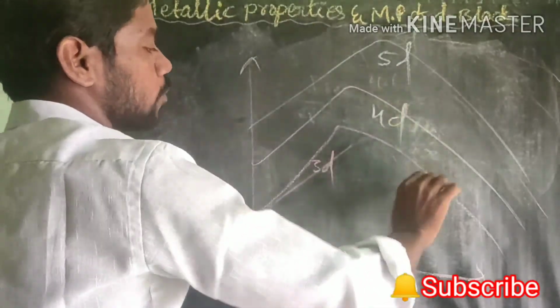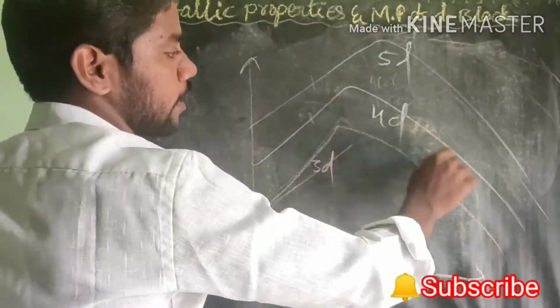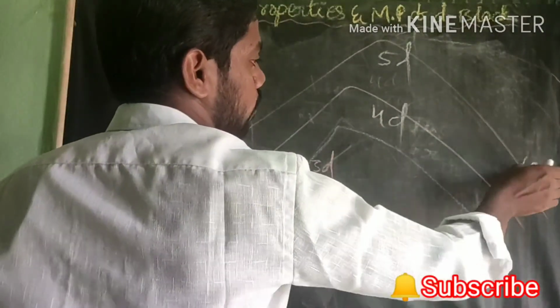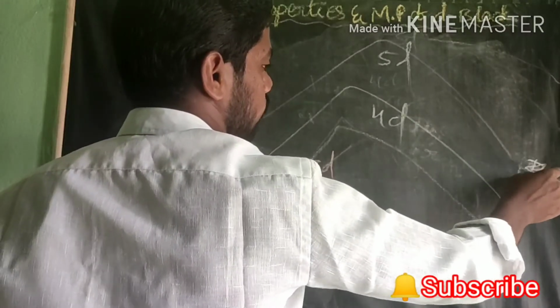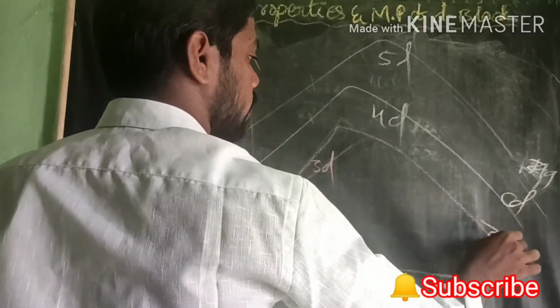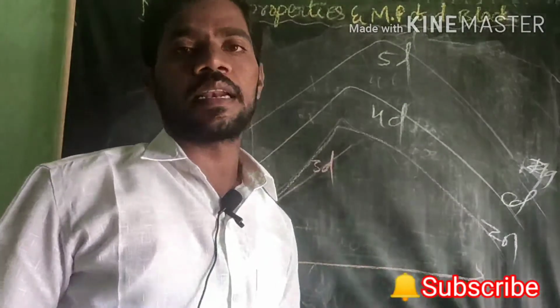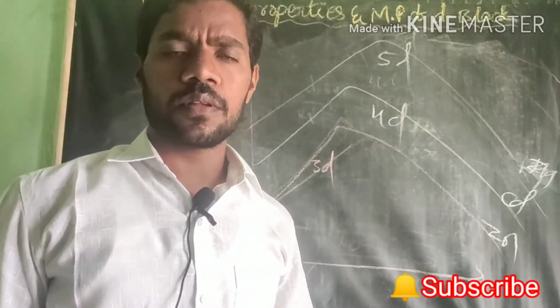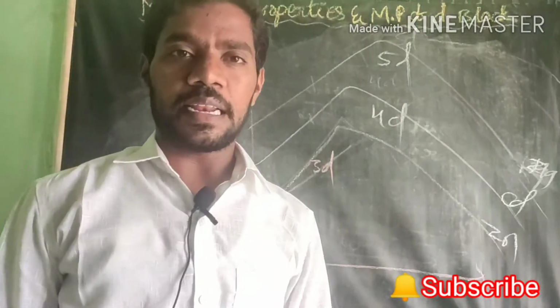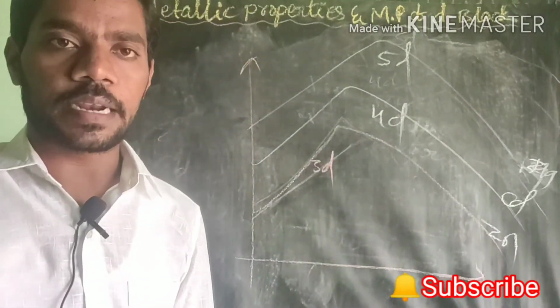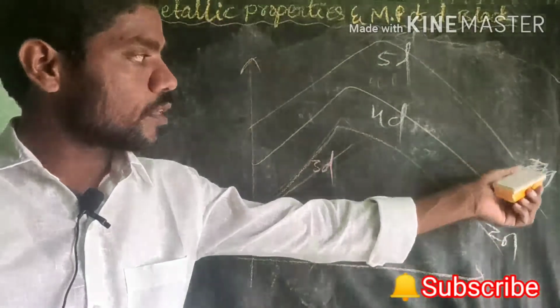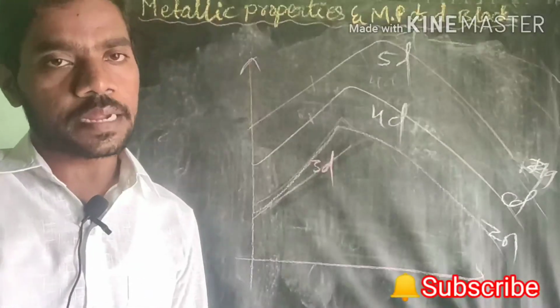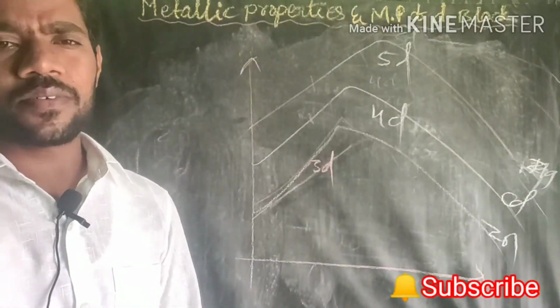Here what happens? The melting point first increases like this, and next for mercury, cadmium and zinc it decreases. Therefore they show a lower melting point. They are lower because they do not have much metallic character. That's why for zinc and these elements the melting point decreases. Okay, this is very simple.